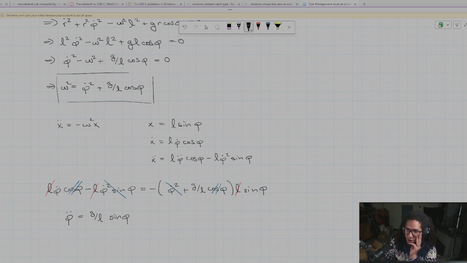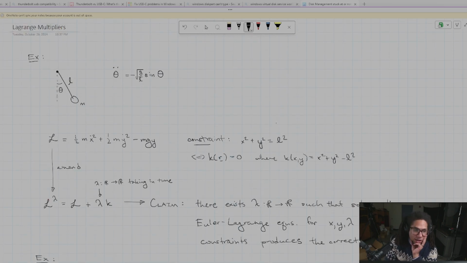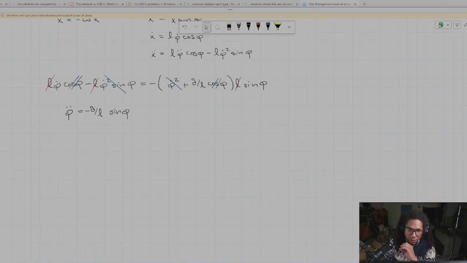times sine of phi with a negative sign, making me realize that way, way, way back at the beginning of the video, I put a square root here when I shouldn't have. Sorry about that. Okay, so this works, although in this case, it was much harder than the way that we already knew how to do this. But at the very least, it works.